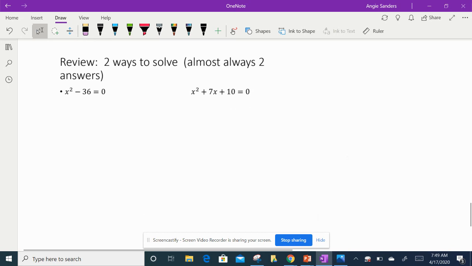So in summary, at this point, we've now learned two ways that we can solve quadratic equations. We almost always have two answers. Remember, there are those specific occasions where we don't. But if I were to look at this first one and ask which method would I use, I think this one would be a great one for the square root method. However, if I look at the second one, because I have a b value, square root method would not be an option for me on this one. So at this point, I would have to use factoring for the second equation.